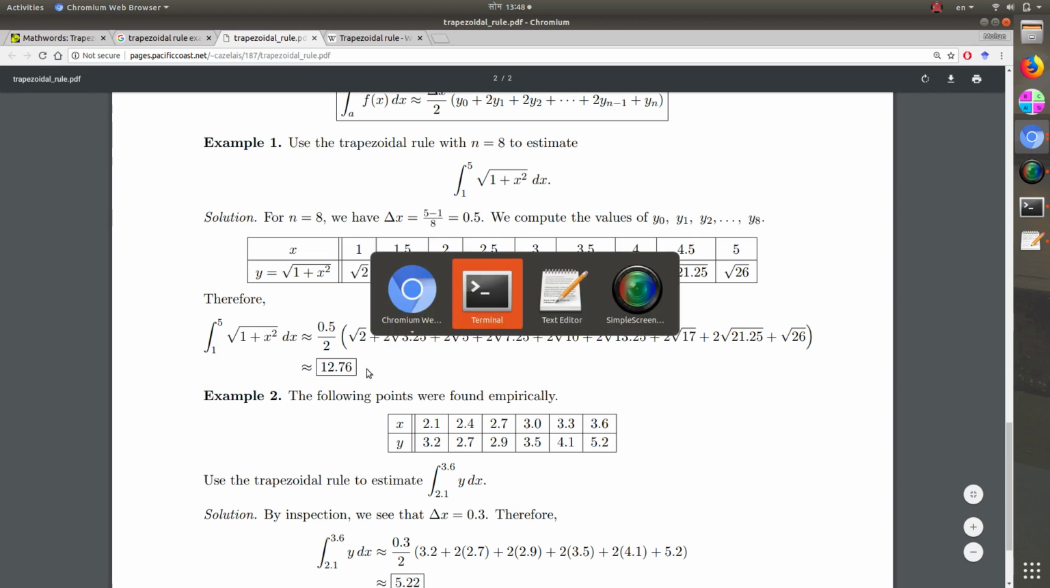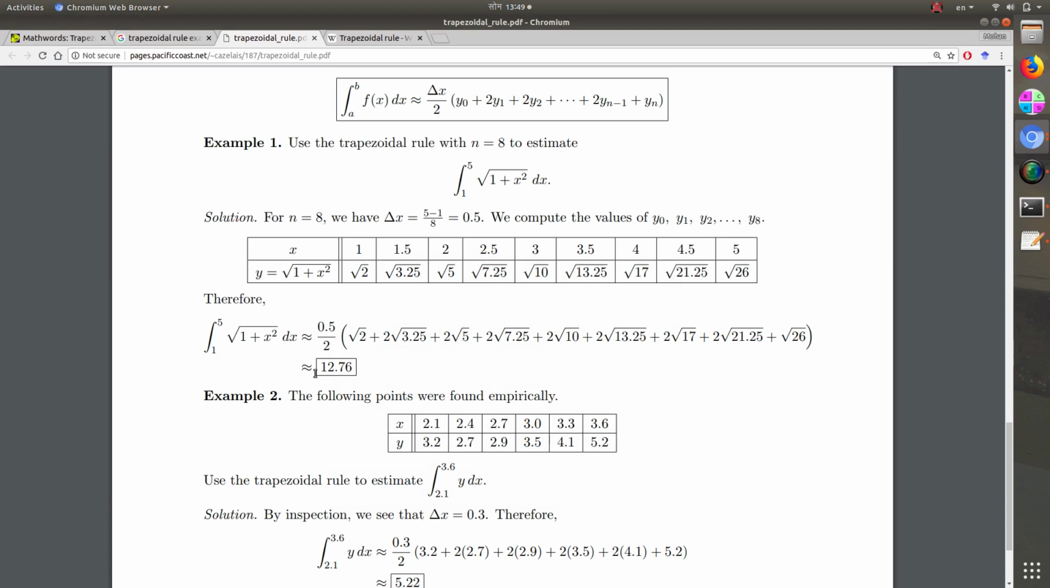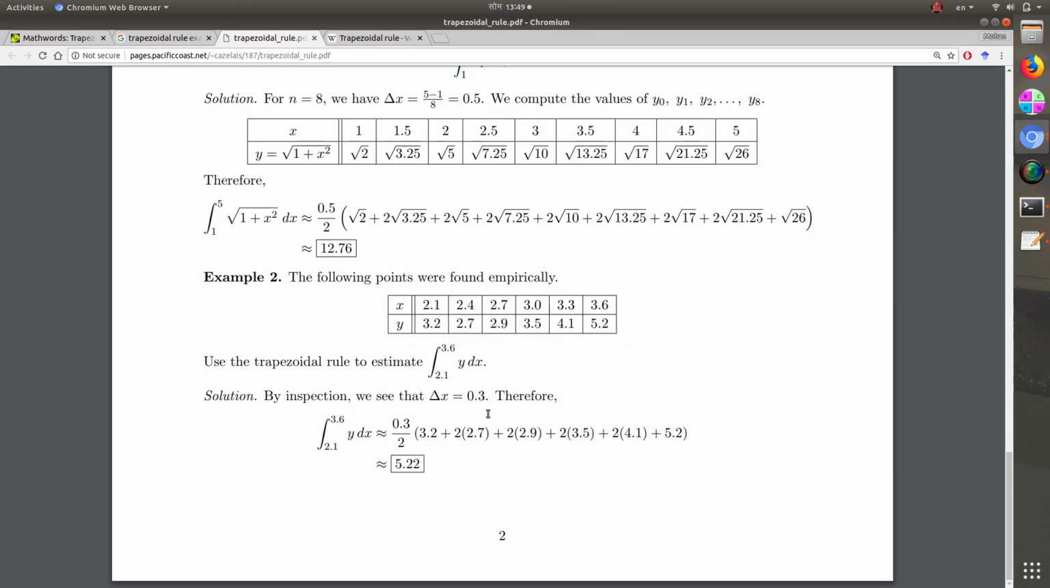We have already found the correct answer from the 10 sub intervals, oh no, sorry, while dividing the function into 10 sub intervals, the answer is not absolutely correct. 12.76 is not here. 12.7575, so this is the rounded answer, approximately. Alright, so again let us find this as our question.